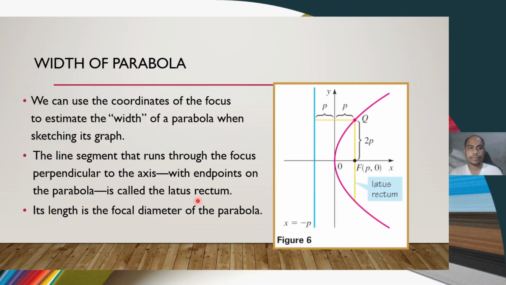Moving on, how about the width of parabola? How do we measure it? We can measure it through what is called the latus rectum. So if you look at the figure at the right, we have the latus rectum. This is from point Q to point F, or the focus. So from here to there, and then from point F going to the other side of the parabola, is the total width of the parabola, or the so-called latus rectum.